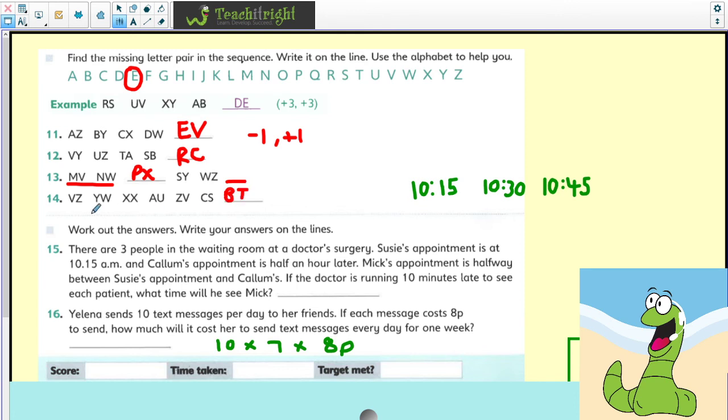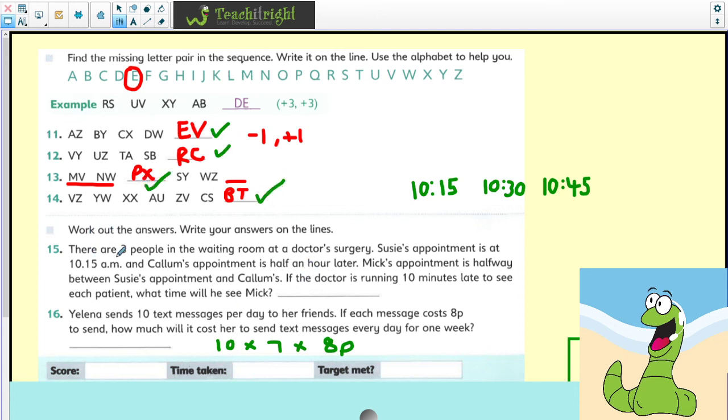Now this is quite a long sequence. So the first letter is +3, taking away 1, and then the second letter is -3 + 1. So I hope you're able to work out the jumps there and use your alphabet wisely when you're counting between the letters. So hopefully you're able to get EV, RC, PX, and then BT.